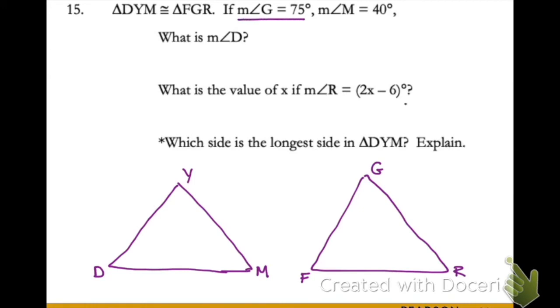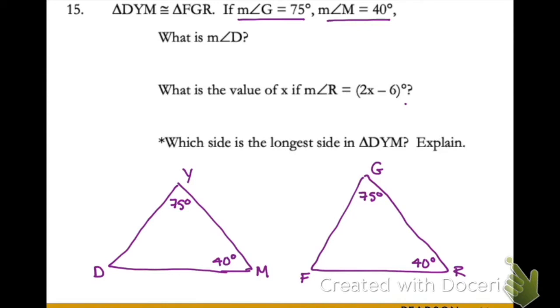If I go ahead and add my two angles here, we're given that the measure of angle G here is 75. So I'm going to label that. And then the measure of angle M here is 40 degrees. But since these have corresponding angles, we know G corresponds with Y, so it must also be 75 degrees. And angle R corresponds with angle M, so it must also be 40 degrees, because they are congruent, since the triangles are congruent.